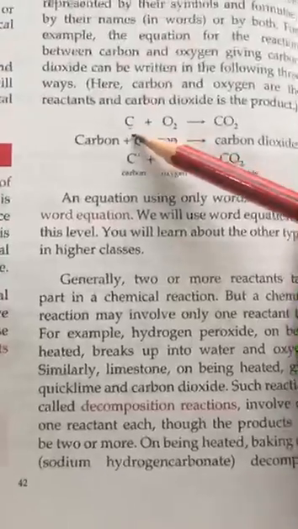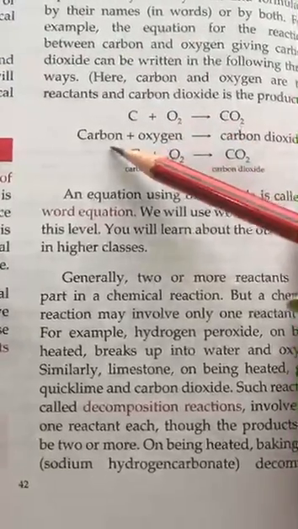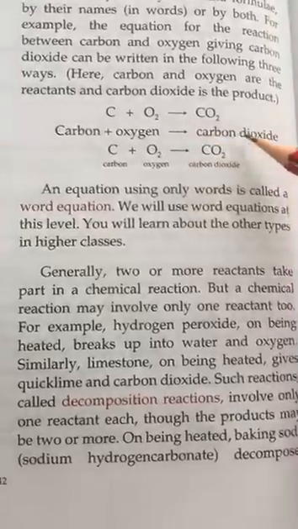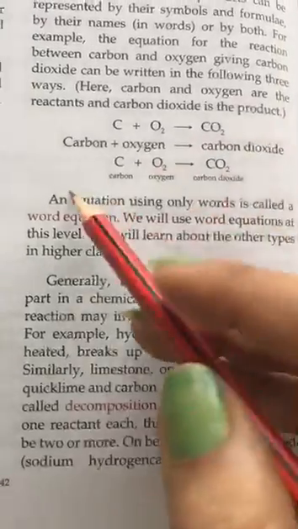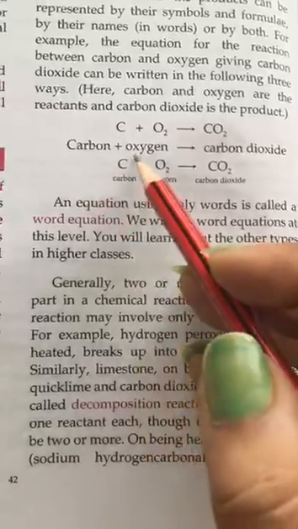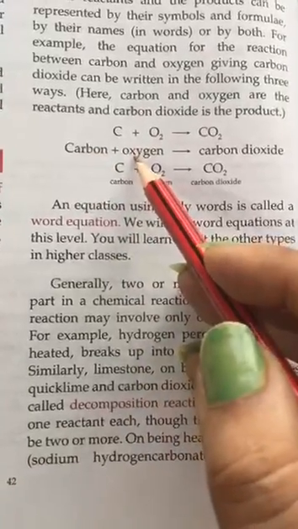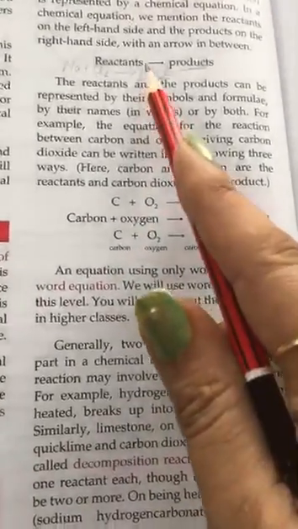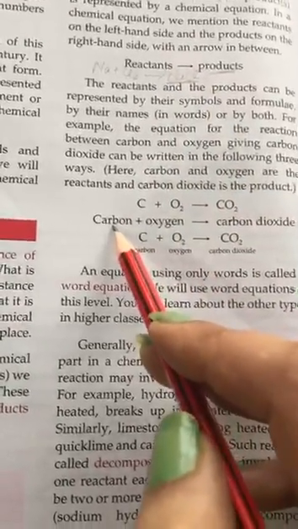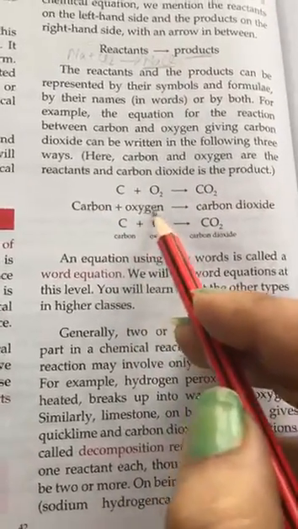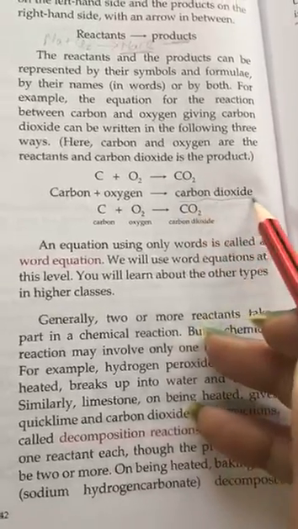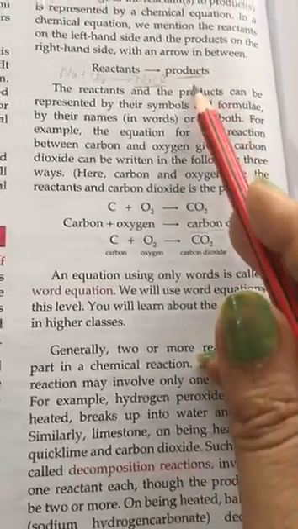For example, carbon when reacting with oxygen will change into carbon dioxide. So we will write carbon plus oxygen. Carbon reacts with oxygen. Carbon and oxygen are the reactants because they react with each other. When they react, they will change into carbon dioxide. This carbon dioxide is formed, so it is known as the product.